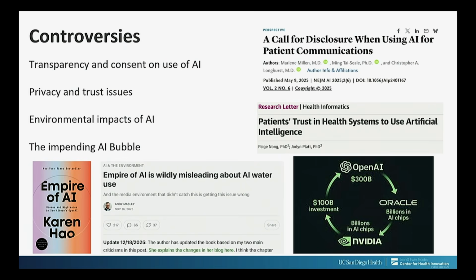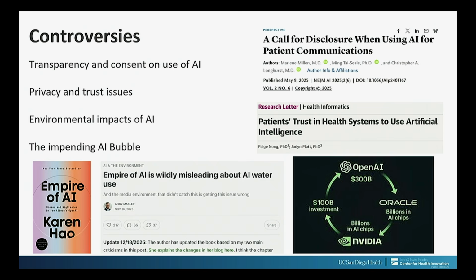We've said whatever we're doing, we're going to be transparent about it. Any direct-to-patient AI that we have, in any form, in your clinical note, otherwise, we have a best practice for universal AI disclosure at UC San Diego Health. Privacy, big issues. A colleague of mine, Paige Nong, and Jody Platt, published on patients' trust issues with health systems using AI. Coalition for Health AI published a survey yesterday they did with 1,000+ patients on the same exact thing.